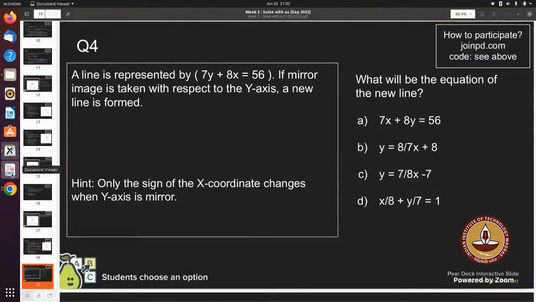Now a straight line is given, say 7y plus 8x equal to 56. Now a mirror image is taken with respect to the y-axis, and a new line is formed. What will be the equation of the straight line? That is the question. So try to solve it. Understood the question, what we have to do? Yes, with respect to the y-axis, we have to take the reflection. That is what we have to do.